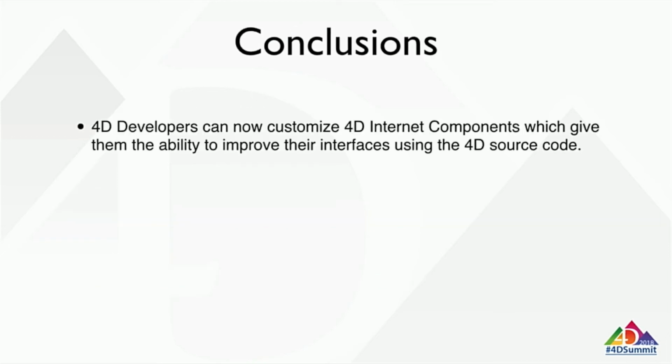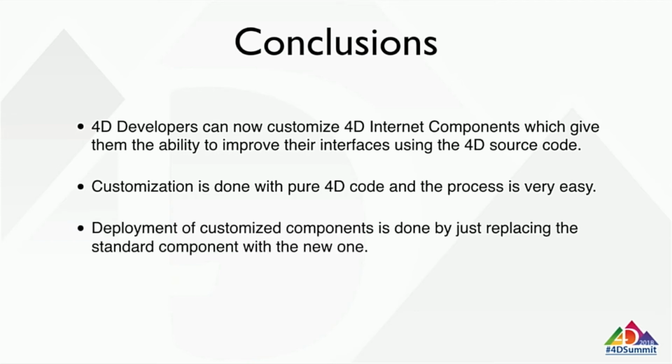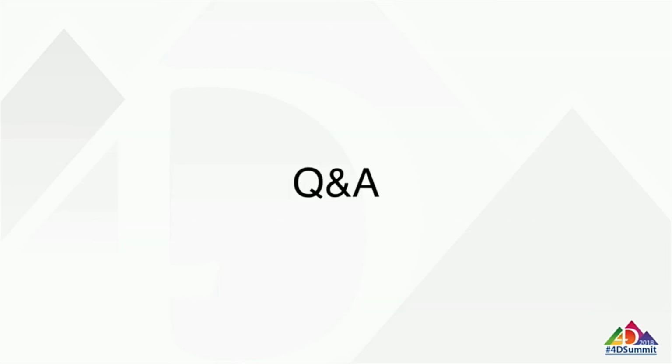So now, to conclude, 4D developers can now customize 4D internal components, which gives them the ability to improve their interfaces using 4D source code. Customization is done with pure 4D code, and the process is very, very easy, as you were able to prove. The deployment of customized components is done by just replacing the standard components with the new one. And of course, having a web interface for the 4D Server administration allows you to manage many databases using your mobile phone. Excellent. Do you have any questions? Well, everything was clear with all the questions that we had during the session.